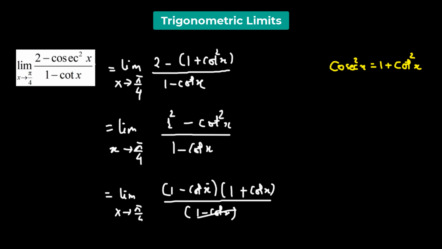So that is going to leave us with limit x tends to pi over 4 of 1 plus cot of x. So we have 1 plus cot of pi over 4. So cot of pi over 4 is 1. So that is going to give us 2. So 2 is going to be the limiting value of the given function when x approaches pi over 4.